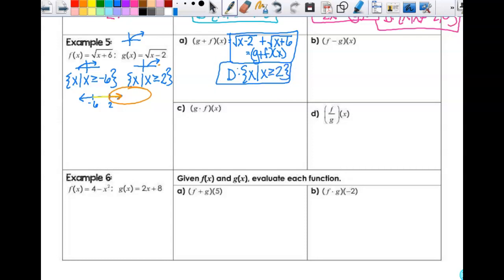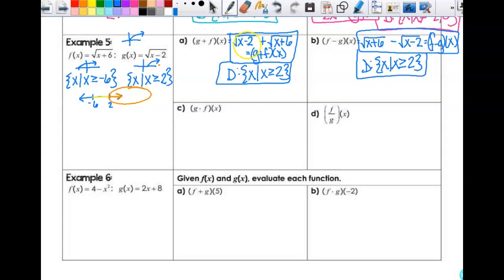Then we subtract f minus g. So f of x is the square root of x plus 6 minus the square root of x minus 2. And once again, can't do anything else with that. So that is equal to f minus g of x. And then my domain is the same, the set of all x's such that x is greater than or equal to 2. Now here, I almost wrote this backwards because I wasn't paying attention. And honestly, if I had, it would have meant the same thing, so it would be totally fine. Here, if I write them backwards, that's a problem, so be careful.